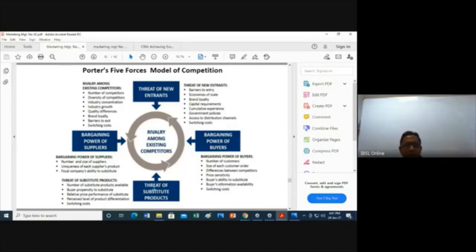Threat of substitute product, that means who are the other companies that will offer a similar service to customers, like finance companies. There are many finance companies and many leasing companies which are substituting banking products. Number of substitute products available, buyer propensity to substitute, relative price performance of substitute, perceived level of product differentiation, switching cost. Right, so these are briefly the points that we need to analyze when we evaluate the five forces in terms of our business.